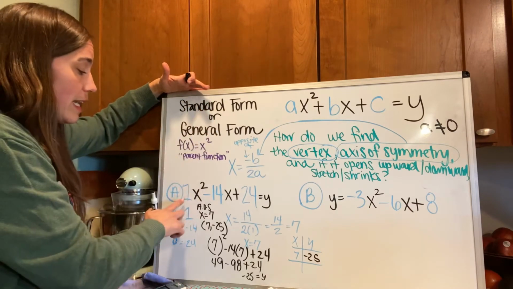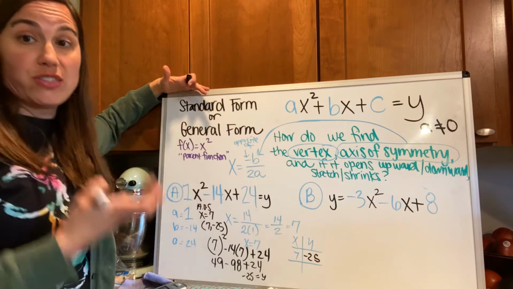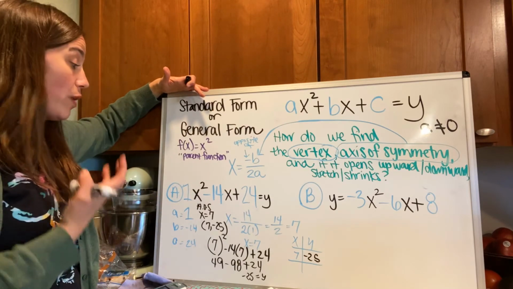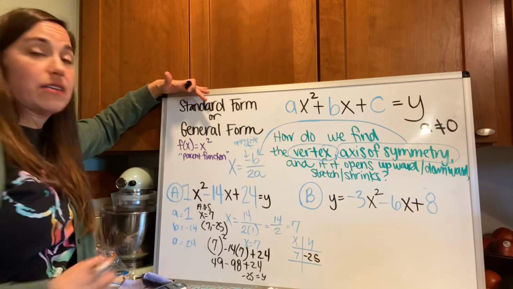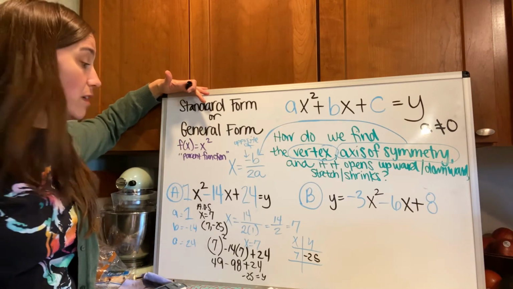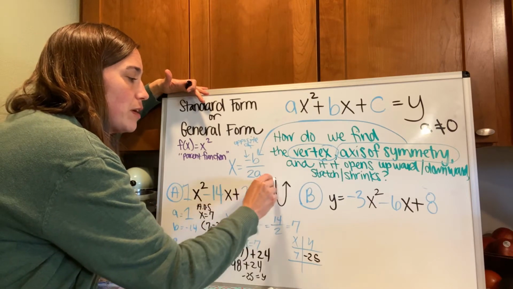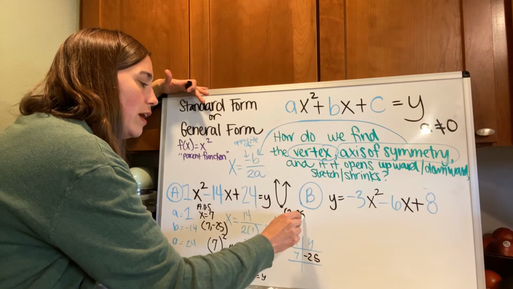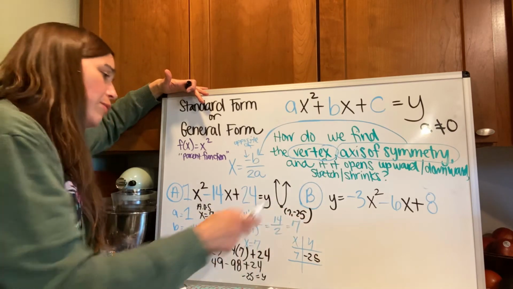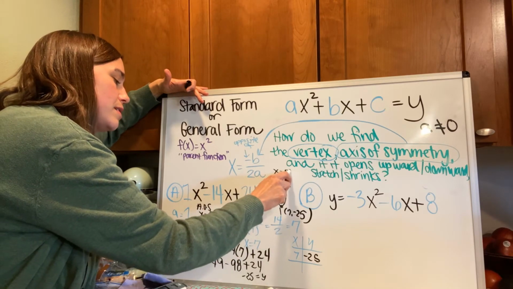So let's go ahead and take a look at the a. The a in this formula is identical to the a in that vertex form. We have to know what's there. So if I have a 1, that means it's going to be a standard width, and because it's positive, it's going to open upward. I know my vertex right here is going to be 7, negative 25. And we know that our axis of symmetry is going to be x equals 7.